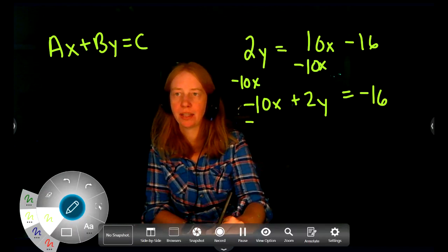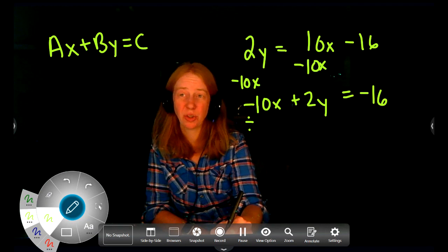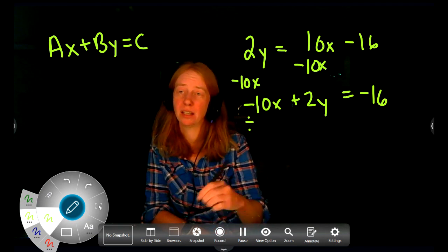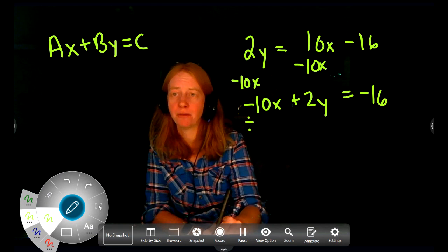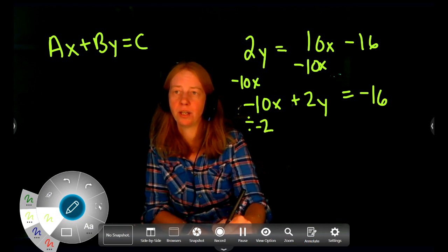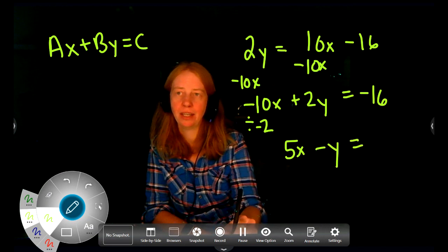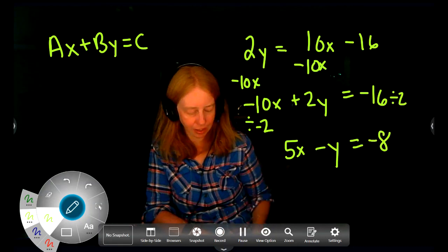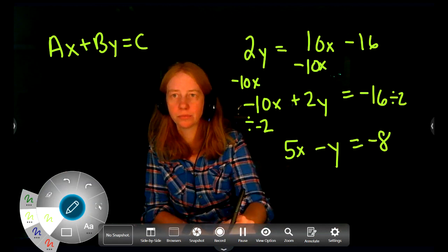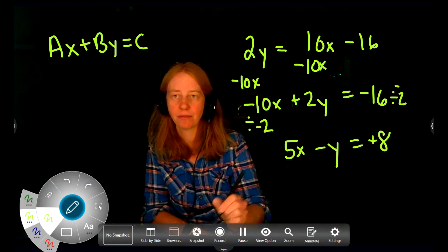So I'm going to divide this by -1. I suppose I could do it by 2 if I wanted, because then this y would be the most simplified. I think I'll do that. I'm going to divide by -2. Okay, so -10 divided by -2 is 5x. 2 divided by -2 is -1, which I'll put with my y. And -16 divided by -2 is +8.